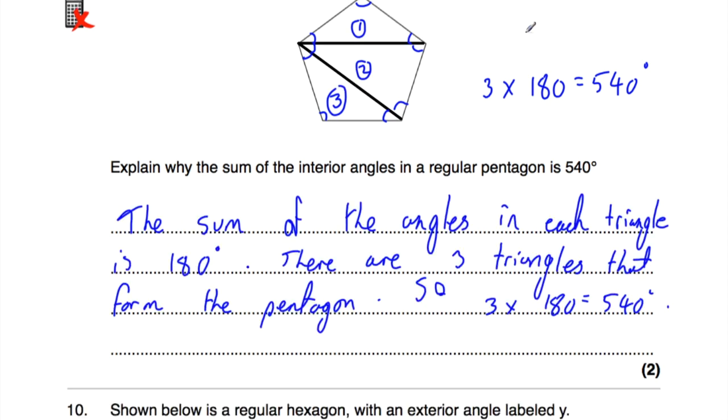So let's write that down. I've just written down the sum of the angles in each triangle is 180 degrees. There are three triangles that form the pentagon, so 3 multiplied by 180 is 540 degrees.